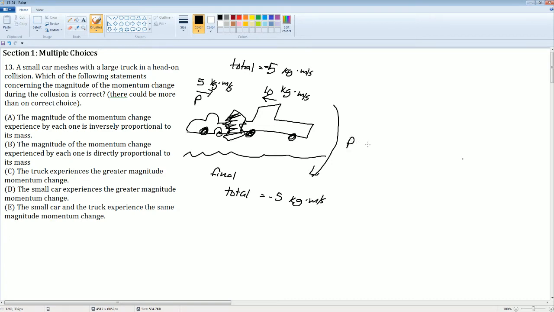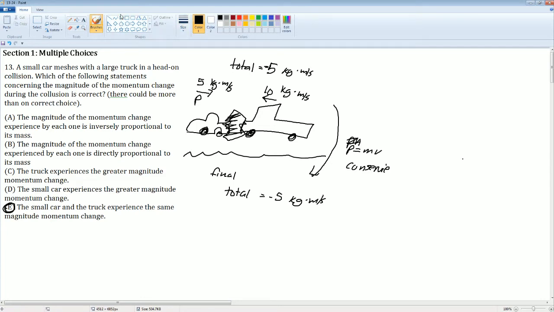So momentum is conserved. Their speed might change, but the total momentum is still the same, right? So the small car and the truck experienced the same magnitude of the momentum change. That is correct. Okay, the small car experienced the greater magnitude momentum change?